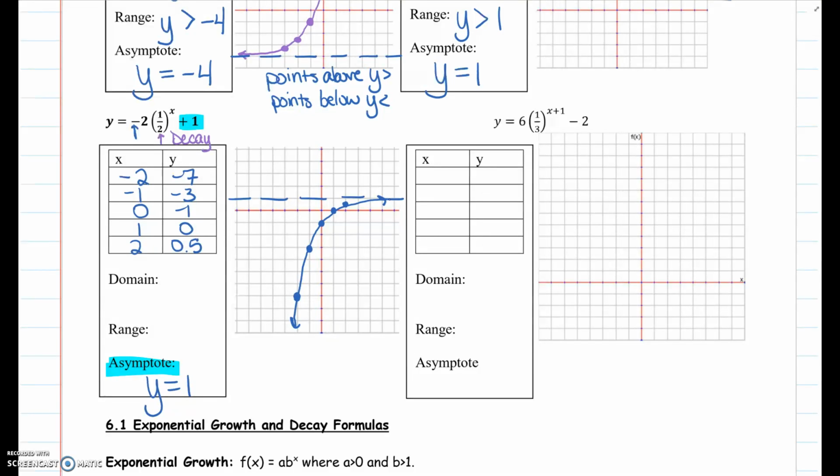Okay, the super easy part. Domain. All real numbers. And the range has to be y and something with 1 because the asymptote is 1. But because the points are below the asymptote, because of that flip, it flips the range. Y is less than 1.